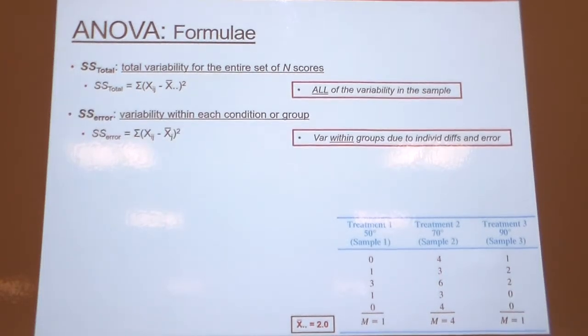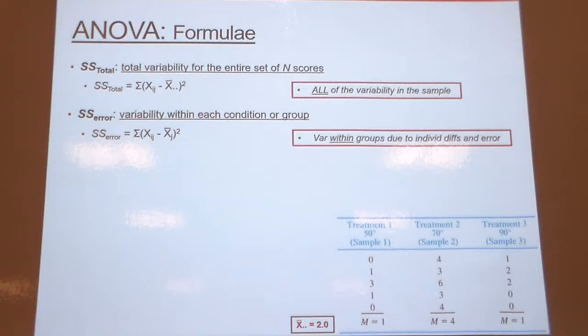Our sum of squares error. This is the variability we're seeing within each condition or group. This is going to be variability within individual conditions due to individual differences, error, things along those lines. If we're thinking about the calculation of that, within a group, each member's score, the deviation of that from the group mean, and the square of those deviations, right?